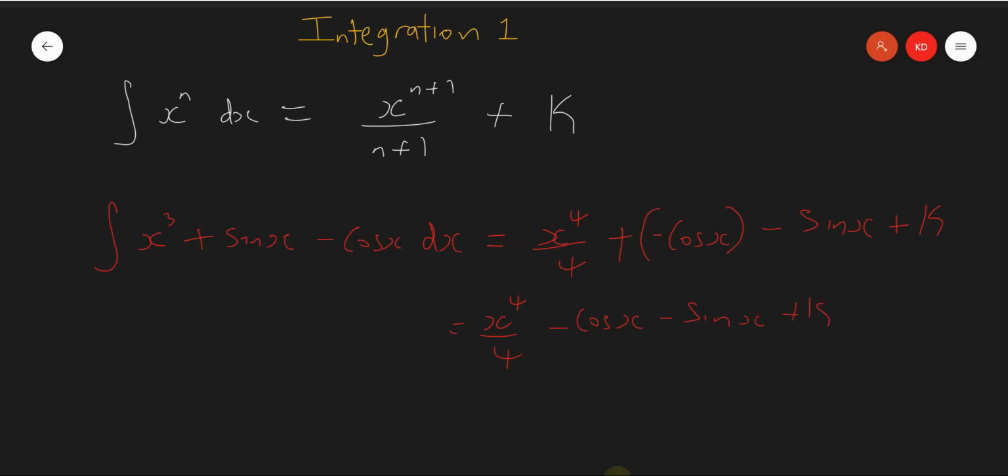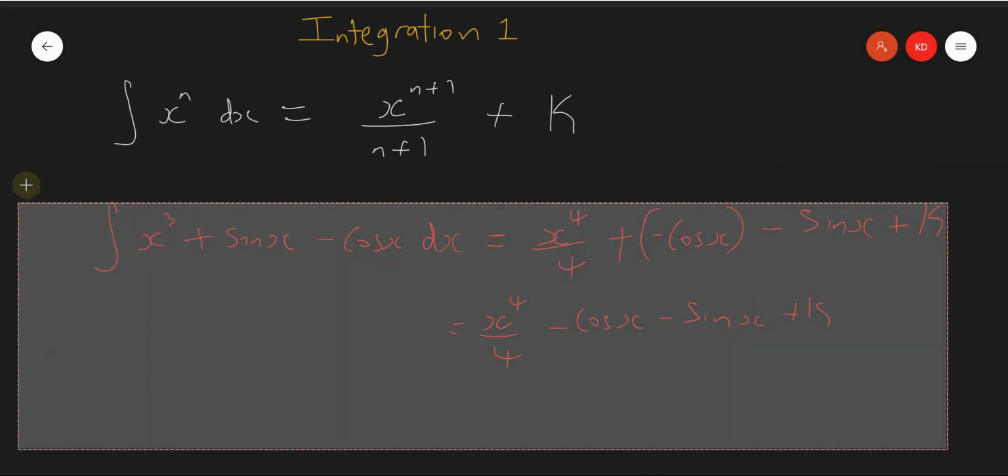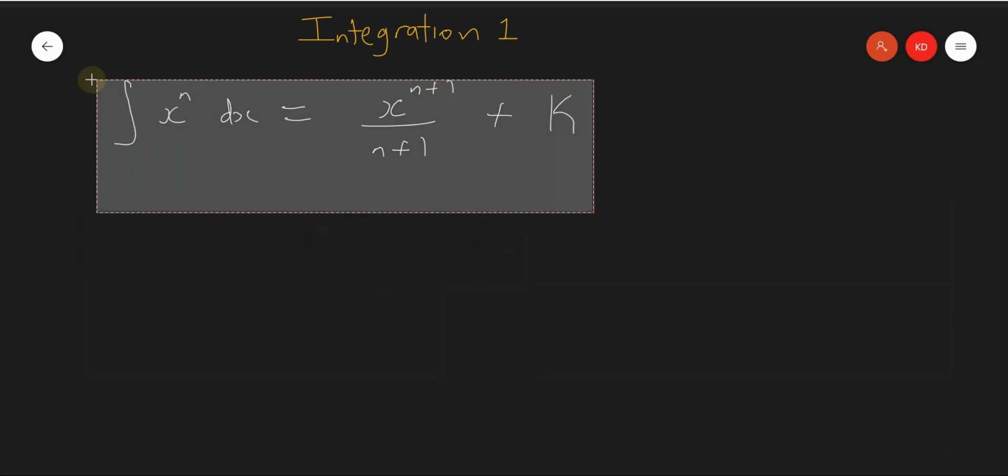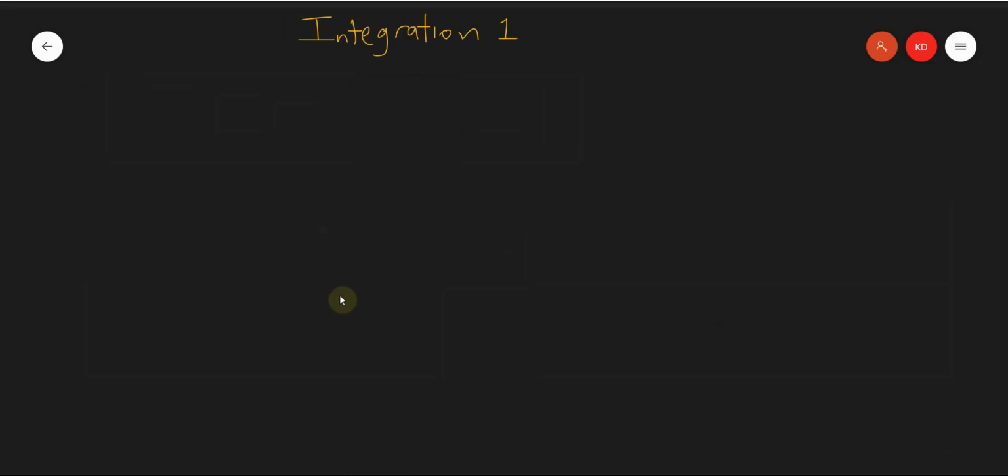Good. Now I'm going to write another problem. Integral of... and that's simply negative cos x minus x cubed upon 3. Good. Plus our constant.